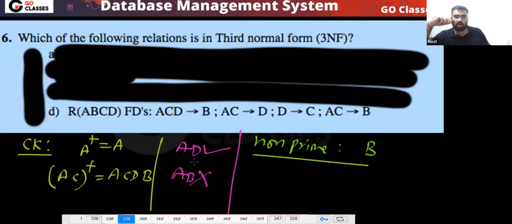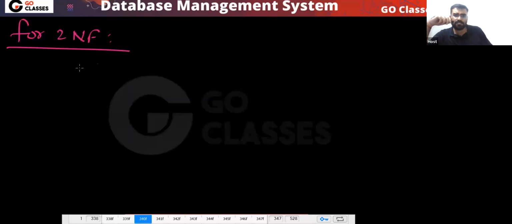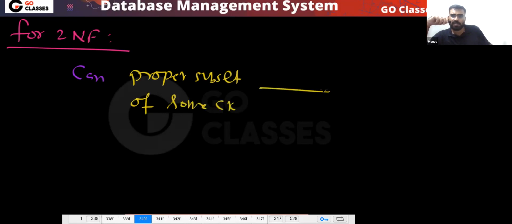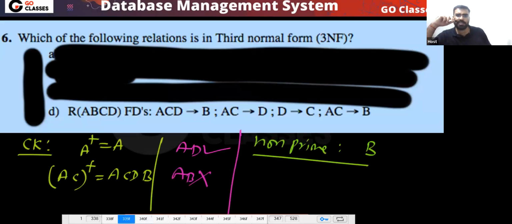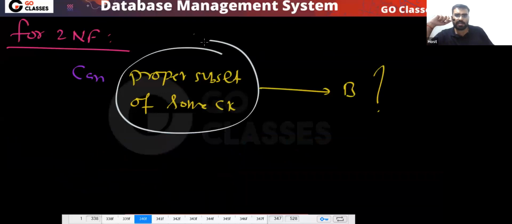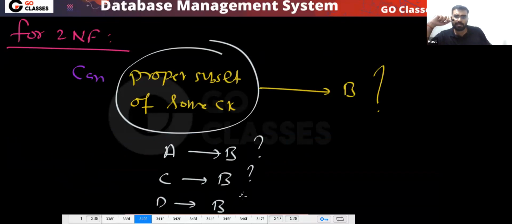Can a proper subset of some candidate key determine B? How many proper subsets of candidate key are there? There are three. Okay, tell me, can A determine B? Can C determine B? Can D determine B? Just tell me this point.